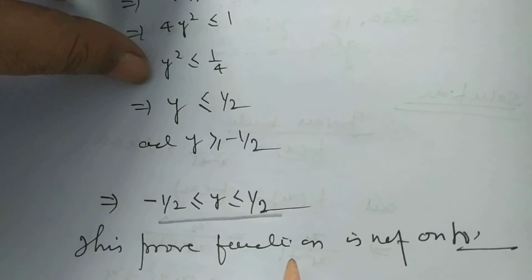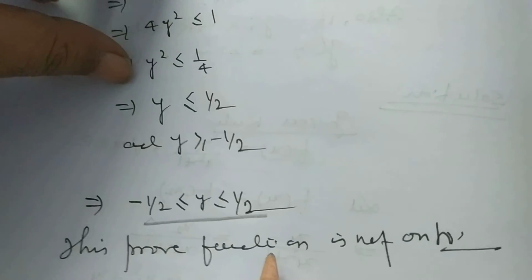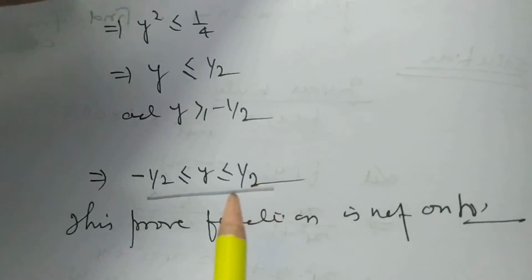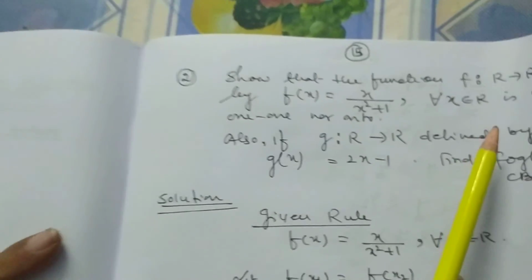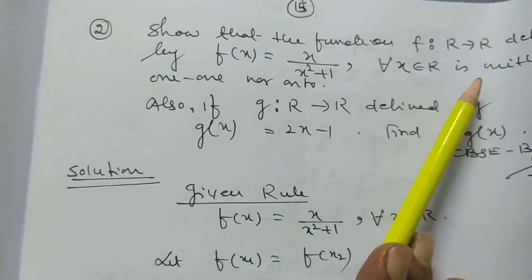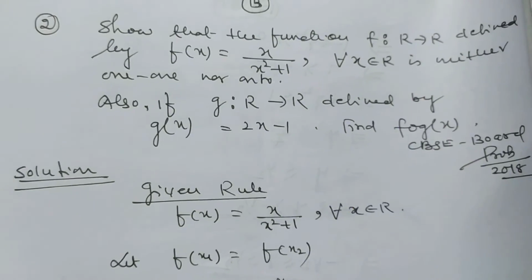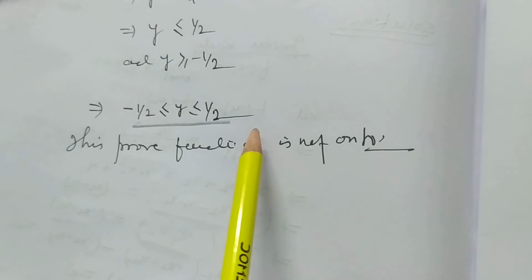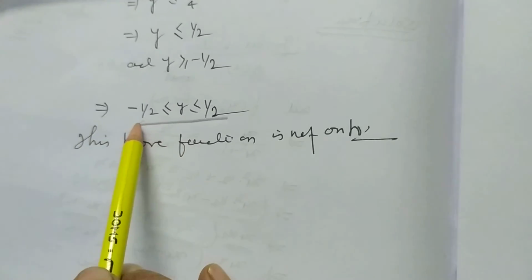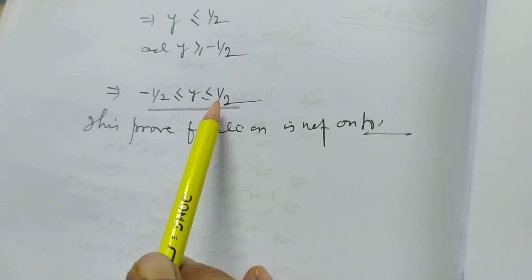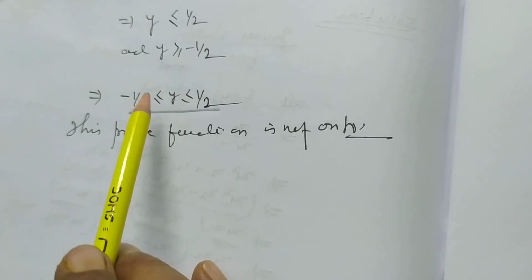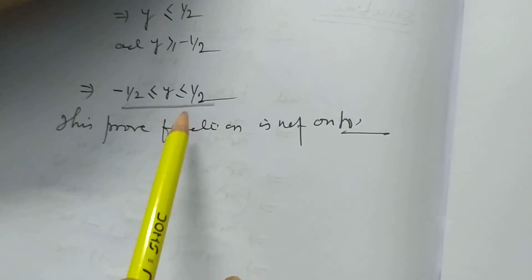This proves that the function is not onto. What do we observe? The function is from real numbers to real numbers, so in the domain real numbers are present, and in the range real numbers are present. But we observe that the image of the function will lie between −1/2 and 1/2, including −1/2 and 1/2.